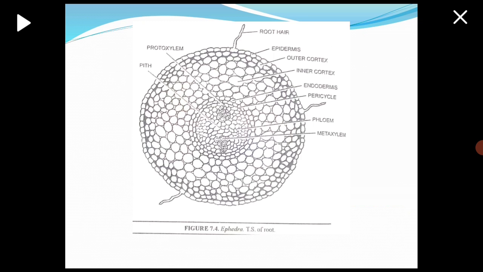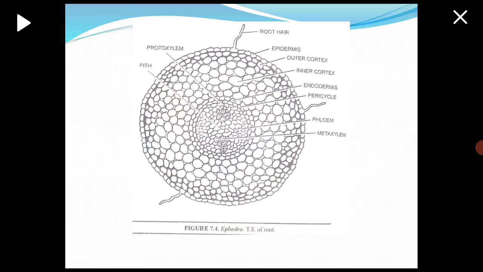Next, the internal structure or internal anatomy of the root, that is the TS of the root. You see the figure. We start from the outside, the outermost layer, the epidermis. The outermost single-layered epidermis consists of thin-walled parenchymatous cells. A few cells elongate to form root hairs.